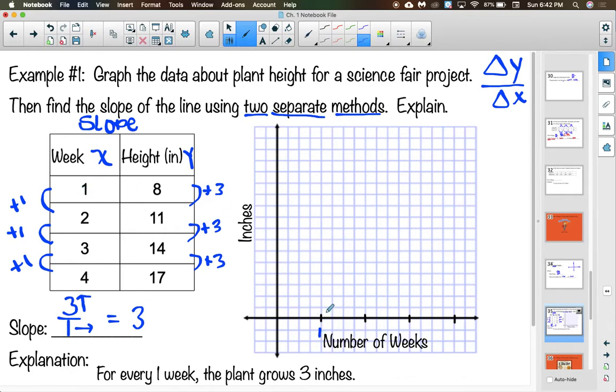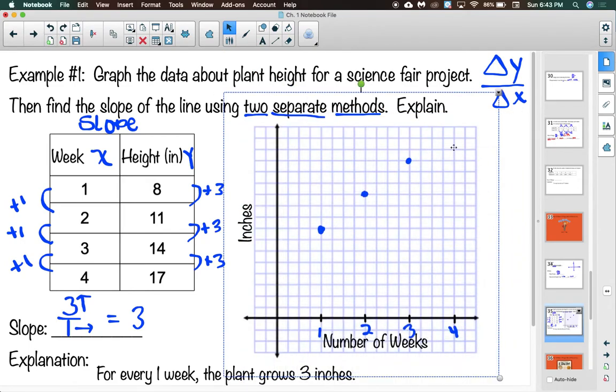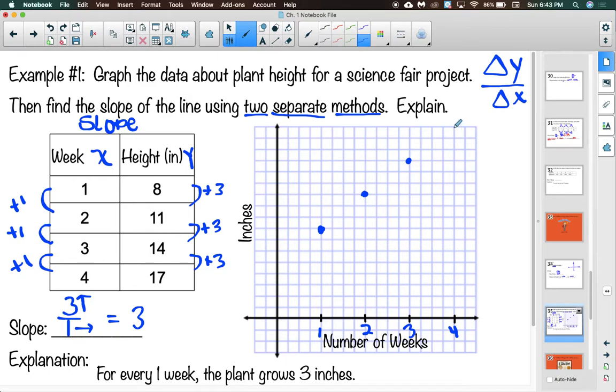Week 1, the plant is 8 inches tall. 1, 2, 3, 4, 5, 6, 7, 8. So there's my point. Week 2, the plant is 11 inches tall. There's my next point. Week 3, the plant is 14 inches tall. And week 4, the plant is 17 inches tall. Oh my goodness, oops. There we go. Let's take a look at that.